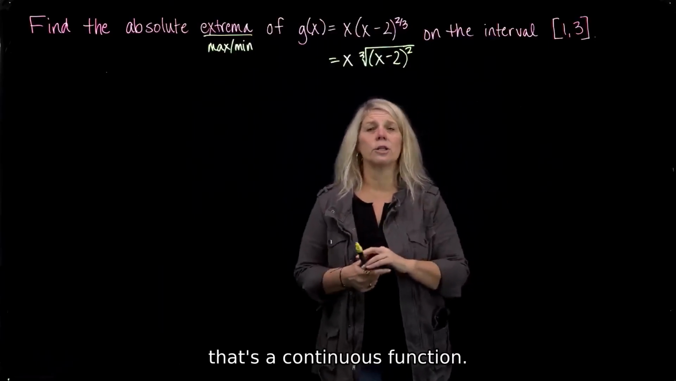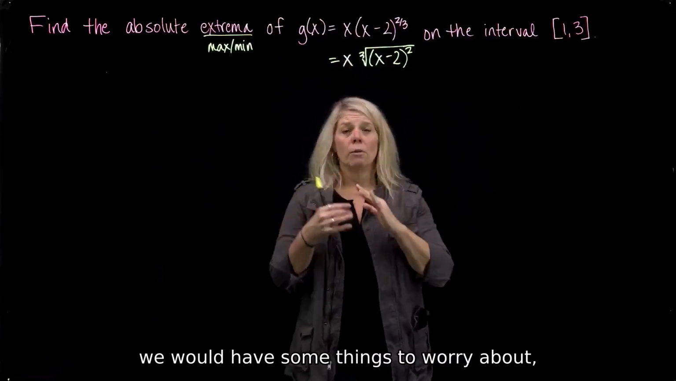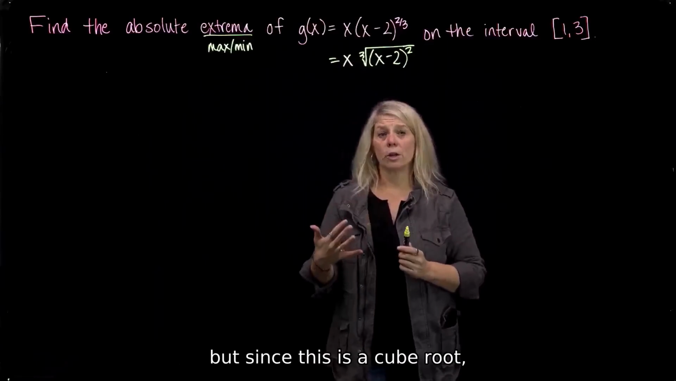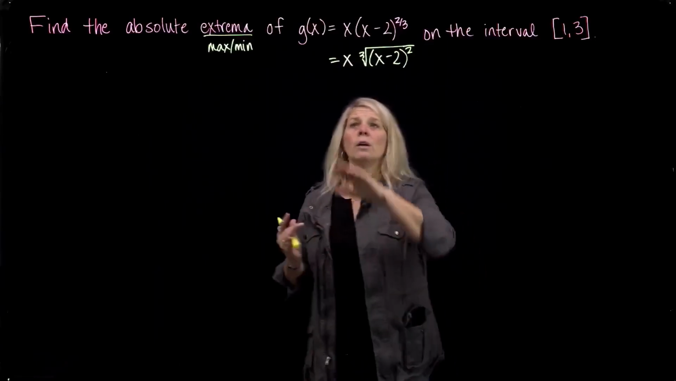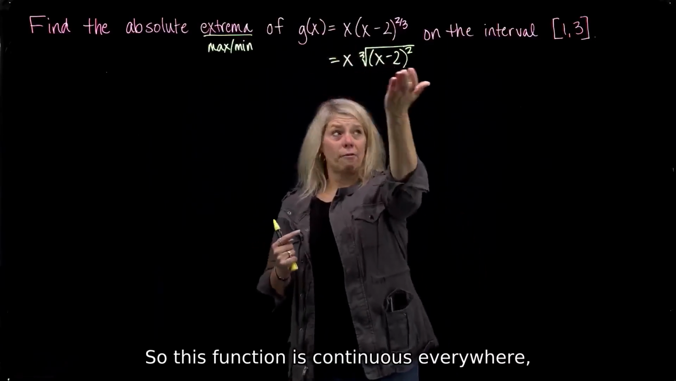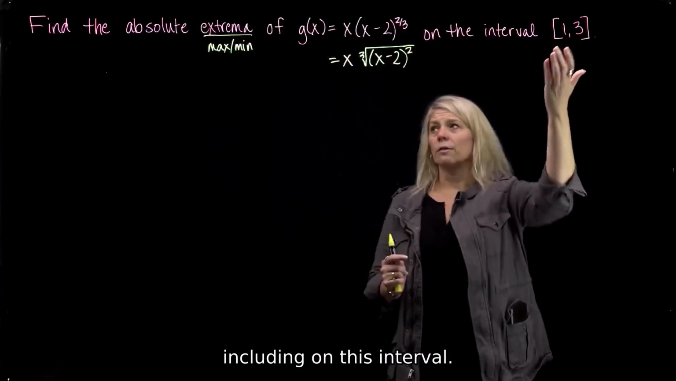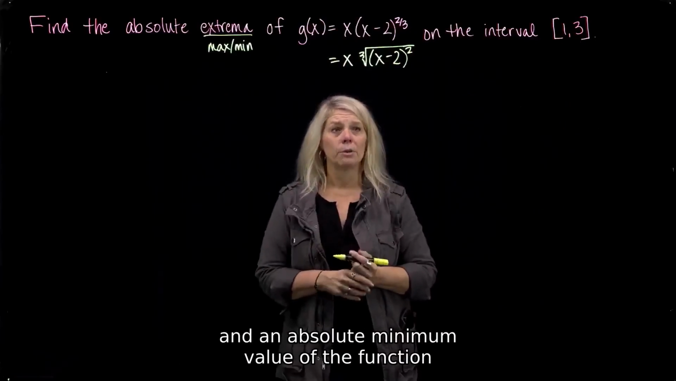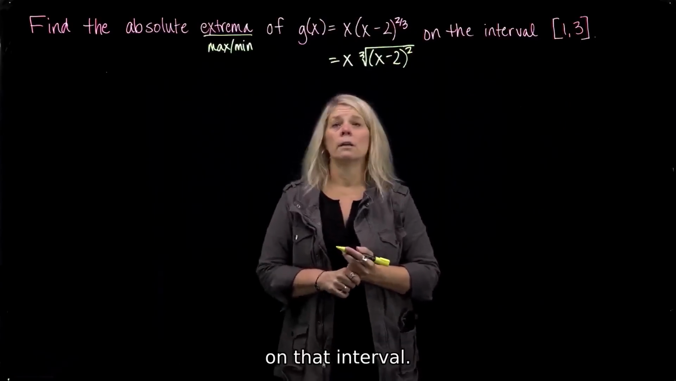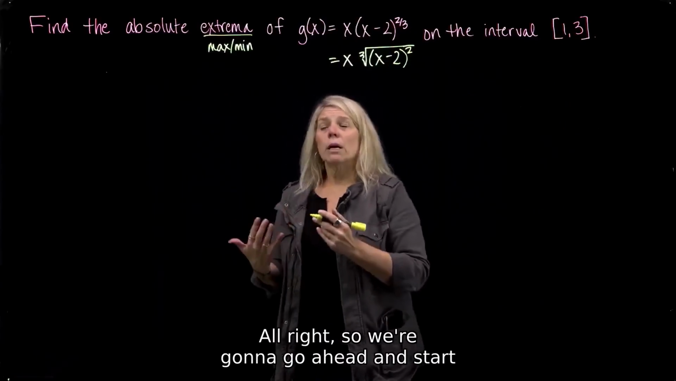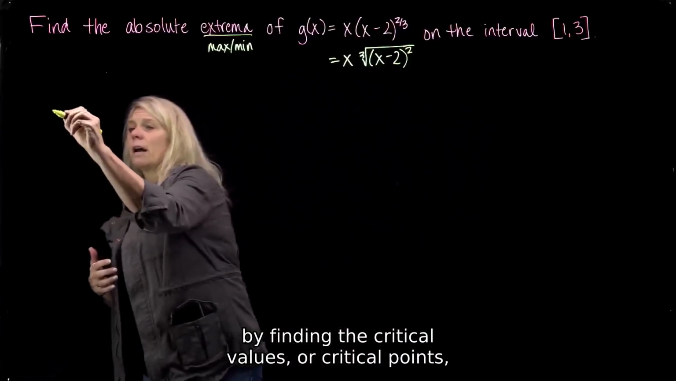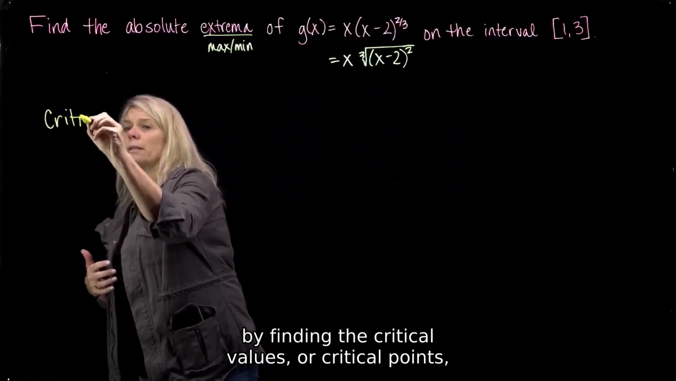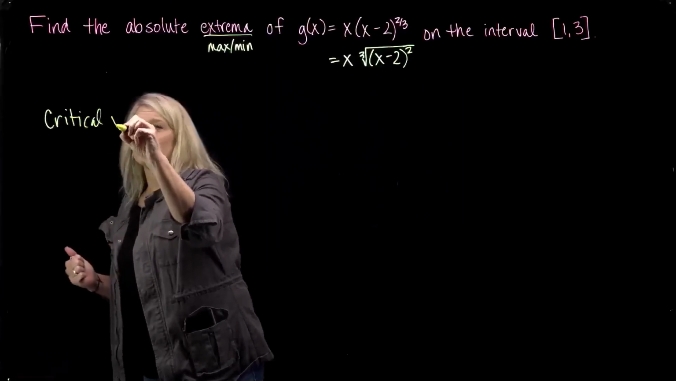That's a continuous function. If we had a square root here, we would have some things to worry about, but since this is a cube root, we don't have anything to worry about. So this function is continuous everywhere, including on this interval. So we are assured that we do have an absolute maximum and an absolute minimum value of the function on that interval. All right, so we're going to go ahead and start by finding the critical values, or critical points, or critical numbers.